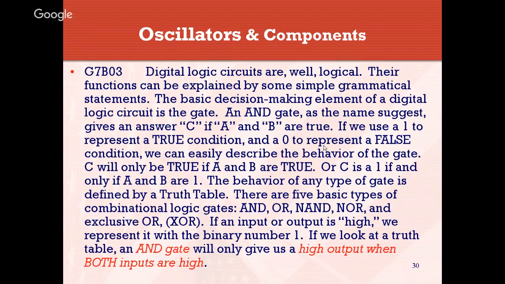There are 5 basic types of combinational logic circuits, Dan, I just showed those to you. So if we look at the truth table at the bottom of the page, an AND gate will only give us a high output when both inputs are high.